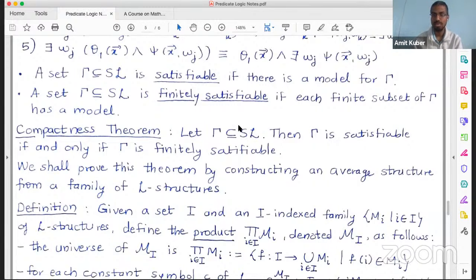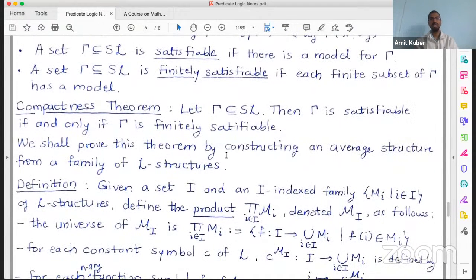So we are just talking about whether that sentence is true or false. We did not define satisfiability for a collection of formulas. We just defined satisfiability for a collection of sentences. So please keep that in mind. So we are talking about a theory being satisfiable if and only if it is finitely satisfiable.